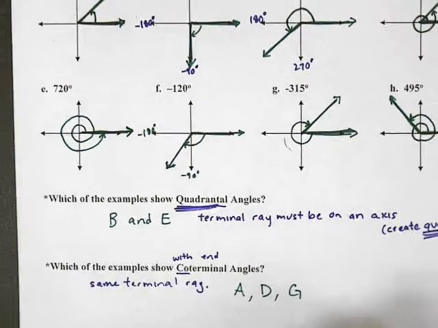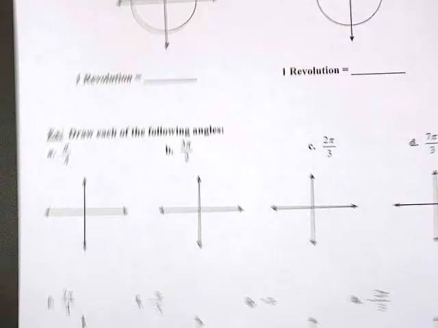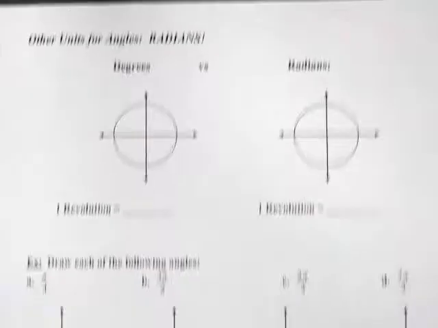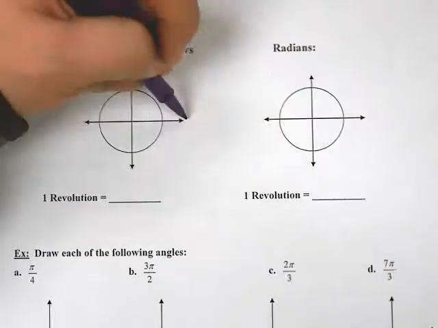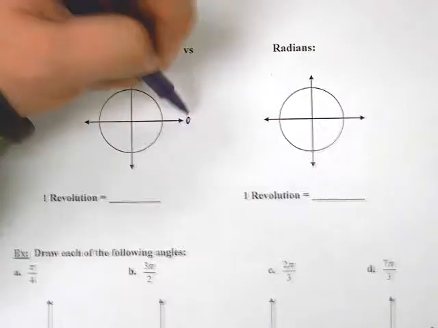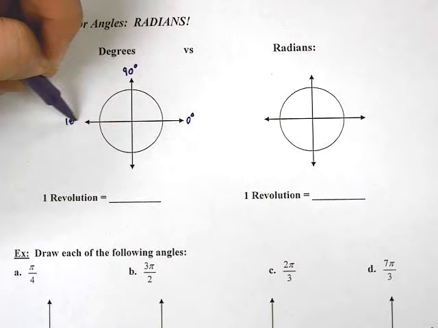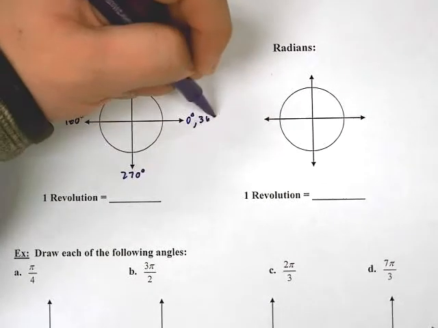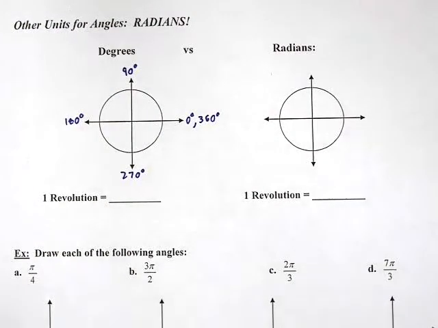So enough about that for a little bit. We're going to move away from degrees and we're going to learn a little bit about radians. All right, so this next page, just a quick little review. We just worked on this, right? Degrees. We know that this is 0 degrees, 90 degrees, 180 degrees, 270 degrees, and if we kept going, this would be 360 degrees, right? And honestly, these can keep going and going forever.